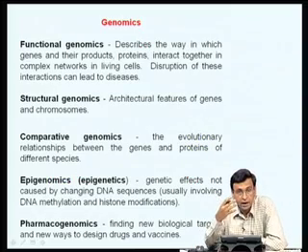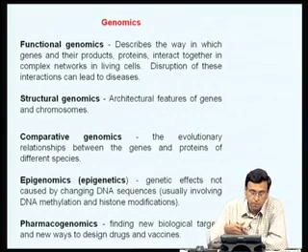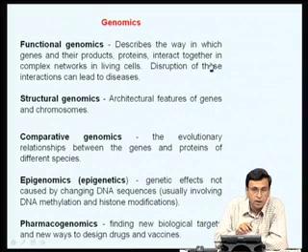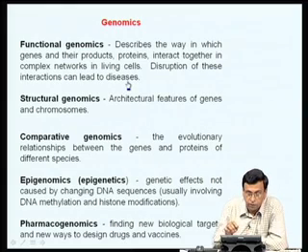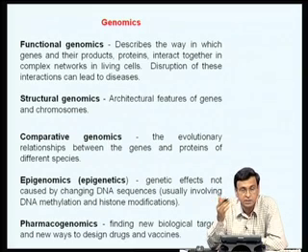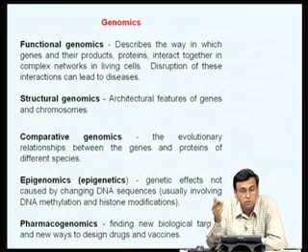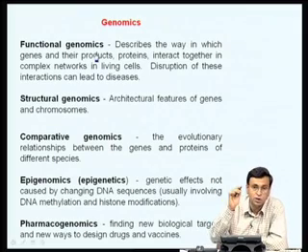Within genomics, again several sub-disciplines came into being. I have just listed a few here. You have what is called functional genomics, which describes the way in which genes and their products, that is the proteins, interact together in complex networks in living cells. And if you disrupt these interactions, it can lead to a number of diseases. So functional interactions between genes and gene products lead to normal physiology, and disruption of these interactions can lead to disease phenotypes. This is what is known as functional genomics.